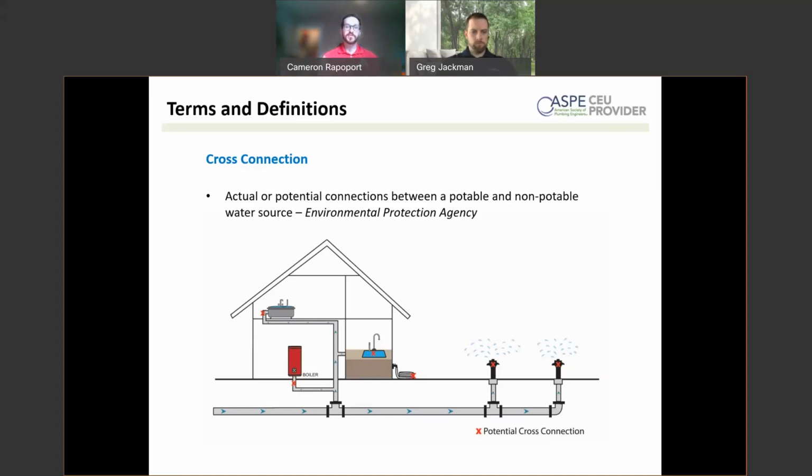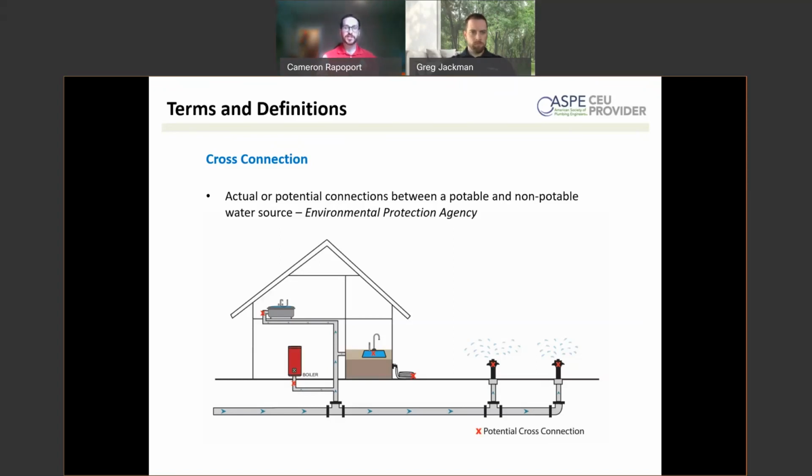The water in a fire sprinkler system is non-potable, and you have it connected oftentimes directly to a potable water source. So those components, including the piping, are not rated or suitable for drinking water. So you have a potable water source connected to a non-potable system, and that is a cross connection. They also, in that EPA definition, mention actual and potential connection.